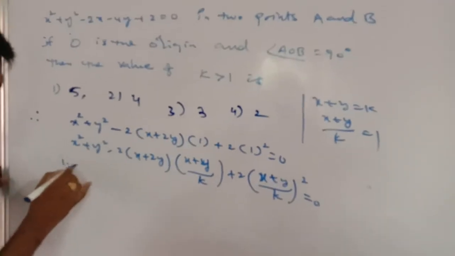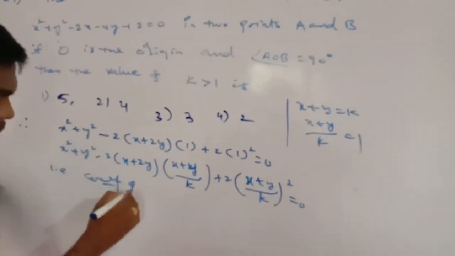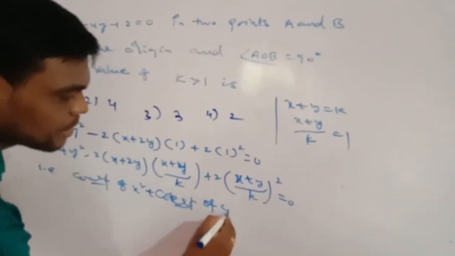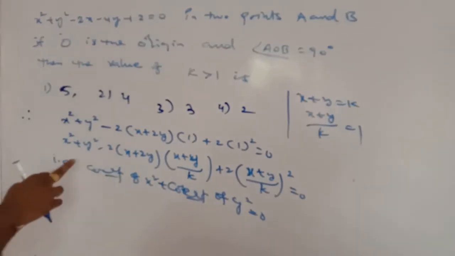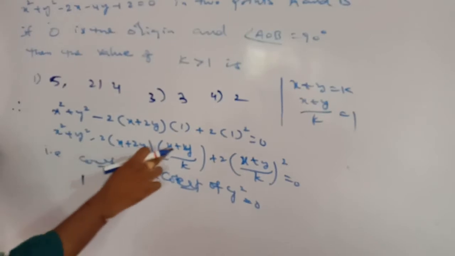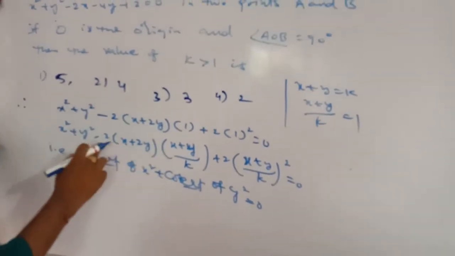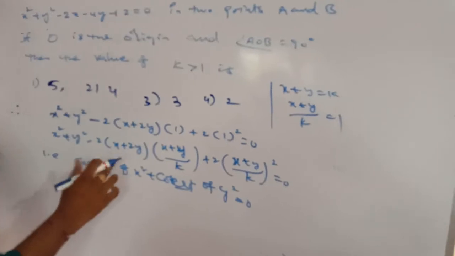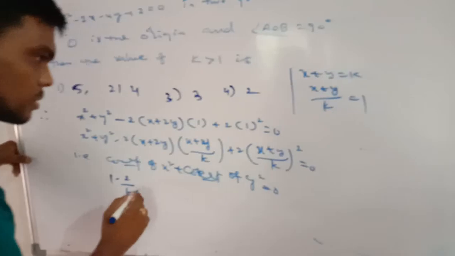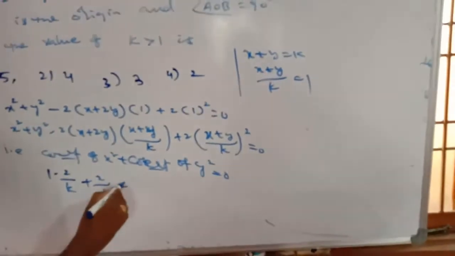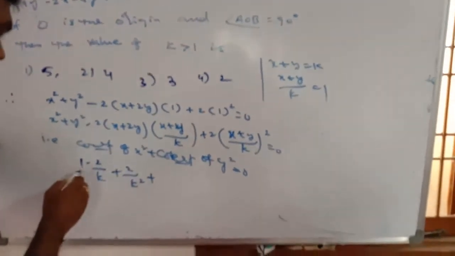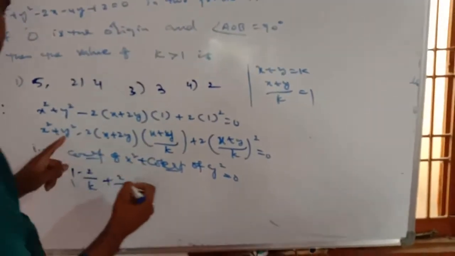That means the coefficient of x² plus the coefficient of y² is equal to 0. Now collecting the coefficient of x² terms. Here the x² coefficient is 1, and x into x² and 1 by k, that means minus 2 by k, and x², 1 by k² into 2, plus 2 by k². Now this is the x² coefficient of terms, and then collecting the y² coefficient of terms.